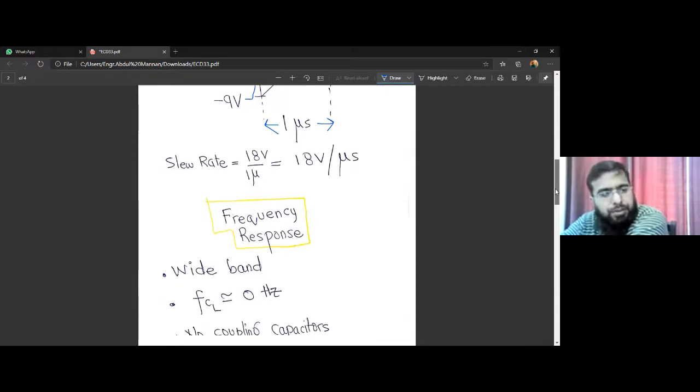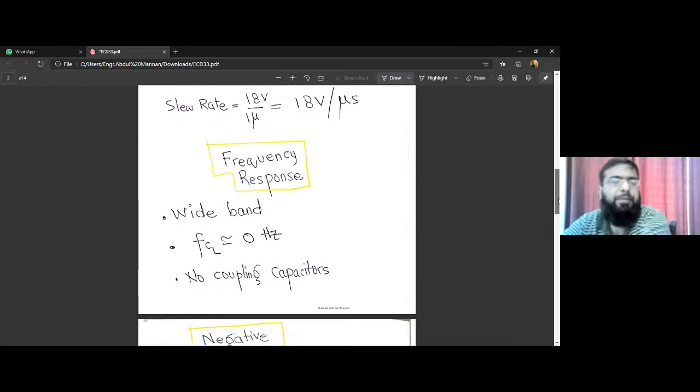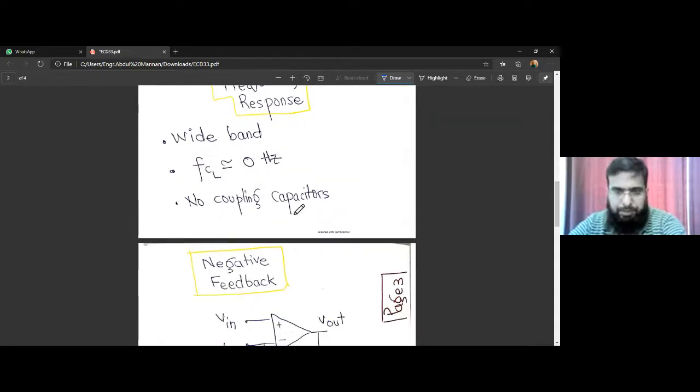Then the frequency response is the next thing that we are going to study. Op-amps are wideband amplifiers, and FCL is approximately 0 hertz. So they work starting from slightly more than 0 hertz, slightly above DC, up to certain megahertz, and they don't require any coupling capacitors. Therefore, the lower cutoff frequency is very small. We studied earlier in this course that coupling capacitors cause an FCL that is fairly larger compared to 0 hertz.